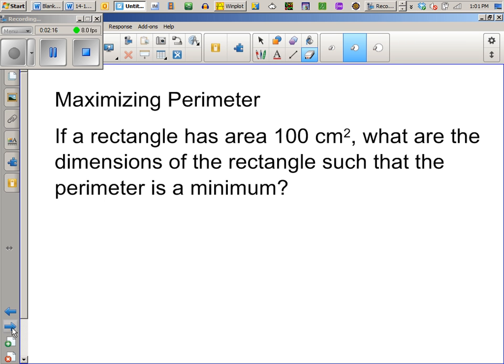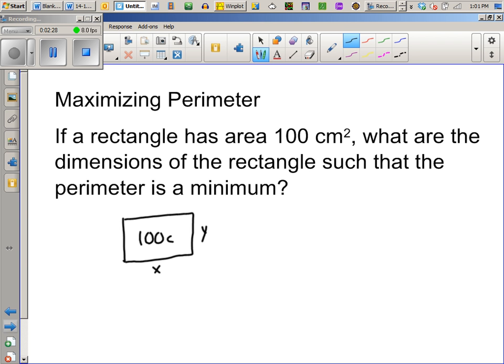let's go ahead and try just drawing a random rectangle. We're going to assume it's random. And this will be x and this will be y. And the area is 100 square centimeters. So I usually start off with some kind of a picture like this. And then I write down the facts. What is the fact they gave me? They said the area is 100. So you can write xy equals 100. This is just given.